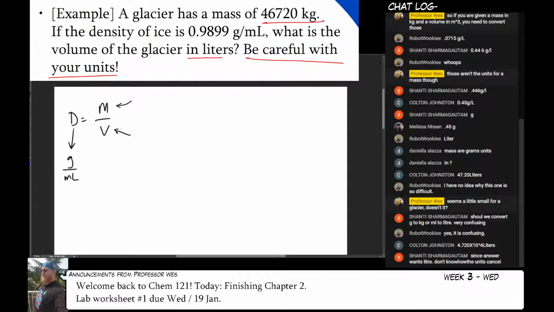However, the mass of the glacier is in kilograms. That's no good. I can't get a density in grams per milliliter if I have my answer in kilograms. So I need to turn this into grams so that it matches the density. And then I need my volume to be in milliliters. So if I have a mass in grams and a volume in milliliters, and I divide one by the other, I will get a density in grams per milliliter, which is what we see there, 0.9899 grams per milliliter.